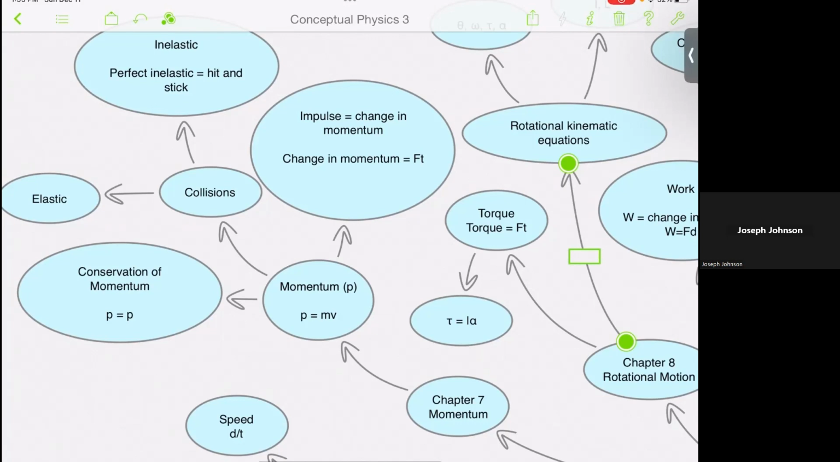Because of Newton's third law, if there's a change in momentum of one thing due to an outside force, there's going to be an equivalent change in momentum to the thing that caused that force, that caused that change.